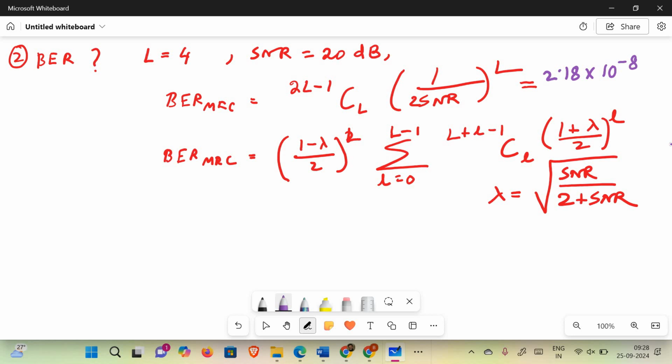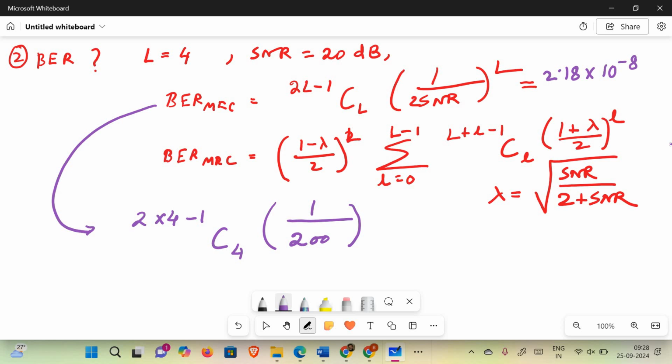Hopefully this part is known to all of you: how to combine n factorial by k factorial into n minus k factorial. Just go back and check it. Although in this solution, the calculation is done with every step, try to do that on your own. So basically, in the first case, it is 2 to the power 2 into 4 minus 1 C of 4, 1 by, the SNR is anyway 100, so 2 into 100 is 200 to the power 4. So this will be the expression.